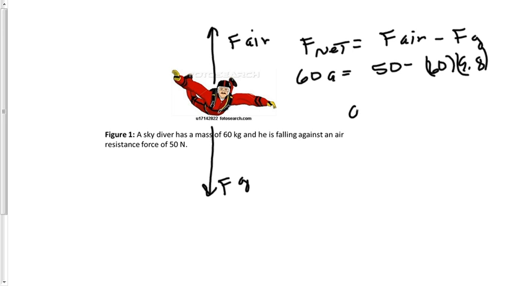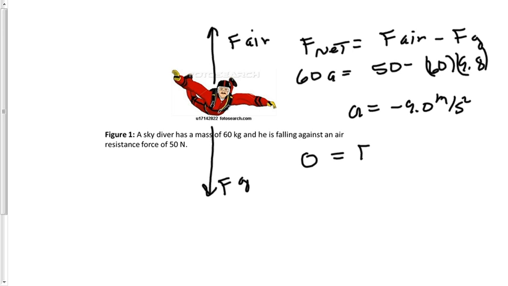We can then solve for acceleration. Acceleration equals negative 9.0 meters per second squared. Now what if we are at terminal velocity? Well, terminal velocity, that means we will not be accelerating any longer. So now I will put a 0 in for force net.